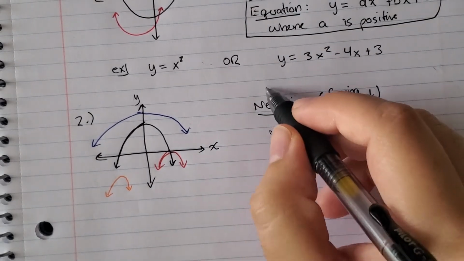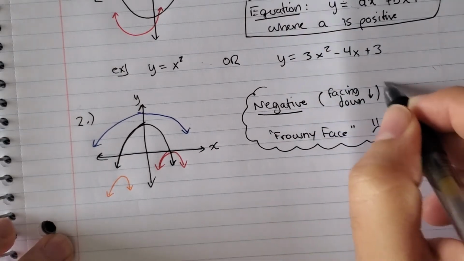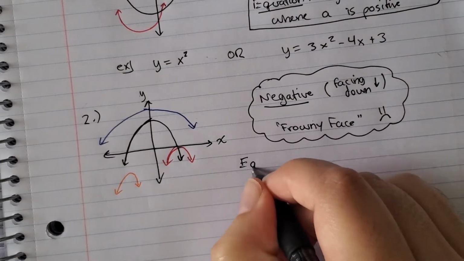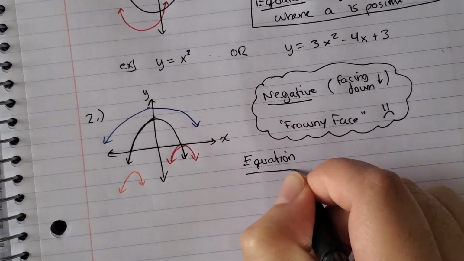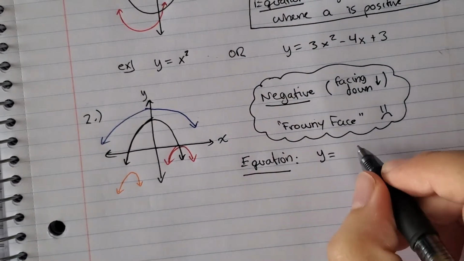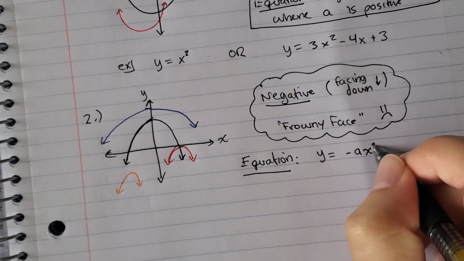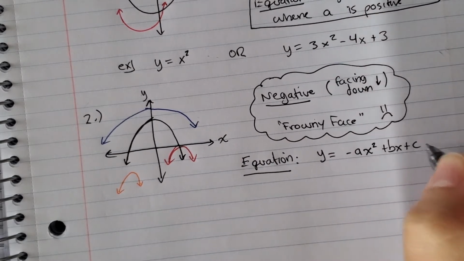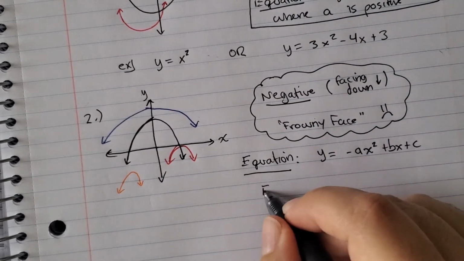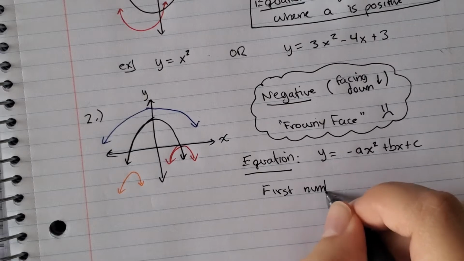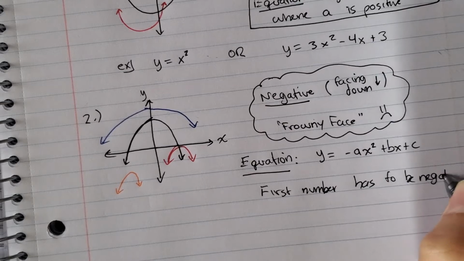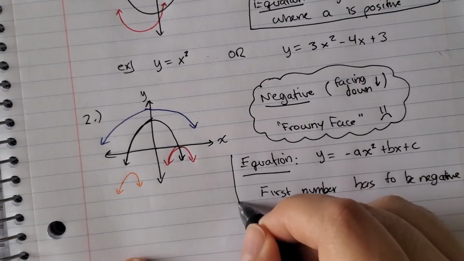So now, let's put this in a thought bubble again, just like we did before. And now let's talk about the equation. So it's still the same one, so I still have my y equals. But now I'm going to put it this way. It's negative ax squared plus bx plus c. So now I just put on negative a because the biggest thing is that first number has to be negative. First number has to be negative. And that's the biggest idea.